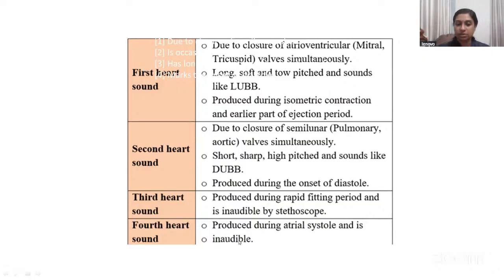And the third heart sound and fourth heart sound are not audible by the stethoscope. The third heart sound is produced during the rapid filling period and it is usually inaudible by the stethoscope. And the fourth heart sound is also inaudible and it is produced during the atrial systole. So we have to study which phase these sounds are occurring in and also due to what the sounds are occurring. The first and second heart sounds are due to the closure of different valves. Okay. And the third and fourth heart sounds are inaudible.